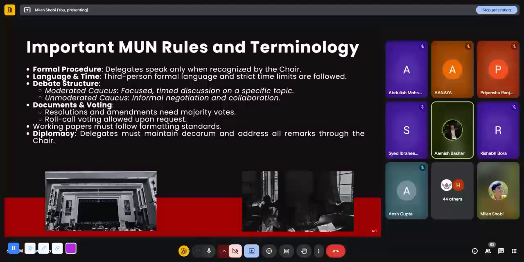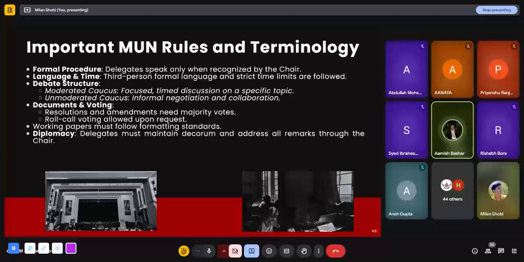Second, structure of debate. There are different formats in which you will speak. First, moderated caucus. These are quick speeches on a subtopic, usually 30 to 90 seconds long, and the chair decides who will speak. Second, unmoderated caucus. No speeches in this one. You can move around, form blocs, and work on documents with others. Use moderated caucuses to bring attention to ideas and unmoderated caucuses to actually build solutions.